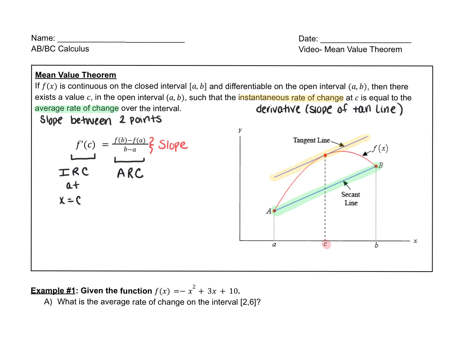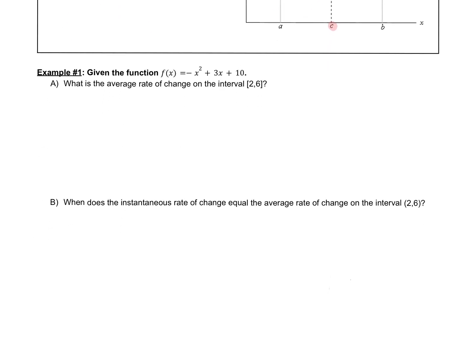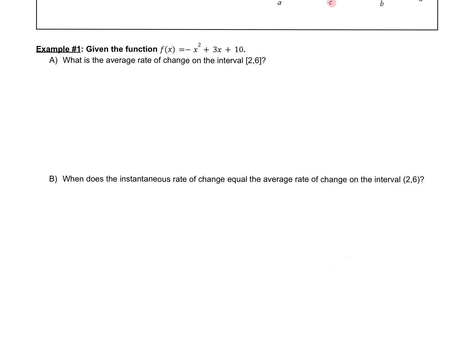So we're going to be using this formula for the mean value theorem. We're going to set the average rate of change equal to the instantaneous rate of change, and we're going to be able to use it to find this value of C. So let's use an example. Example number 1 says, given the function f of x equals this, what is the average rate of change over the interval from 2 to 6?